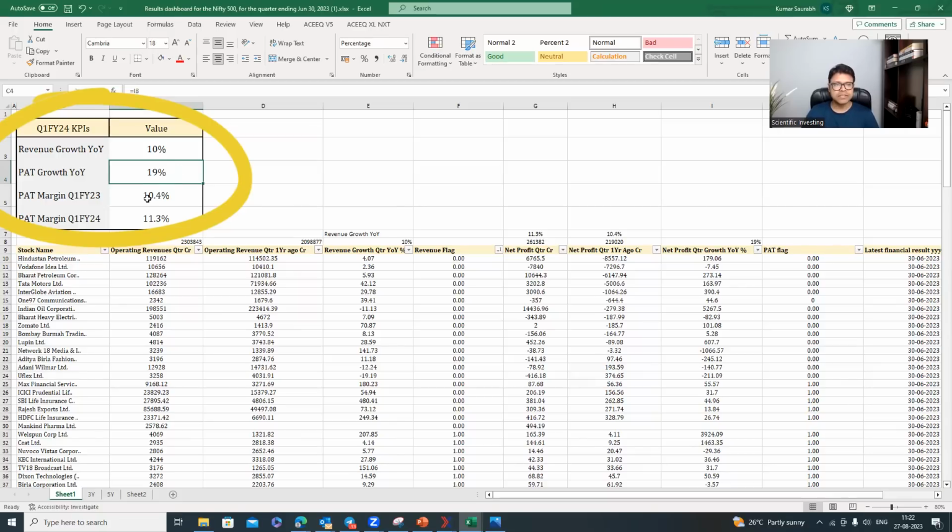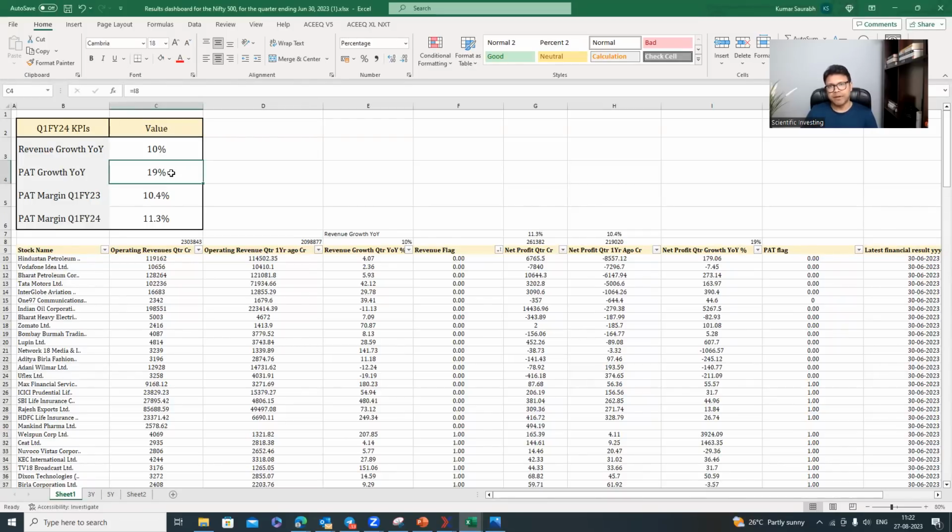And if you see the margins of these companies at a consolidated level, it has also improved from 10.54% to 11.3%. So that is why you see why your PAT growth rate has been higher than your revenue growth rate.